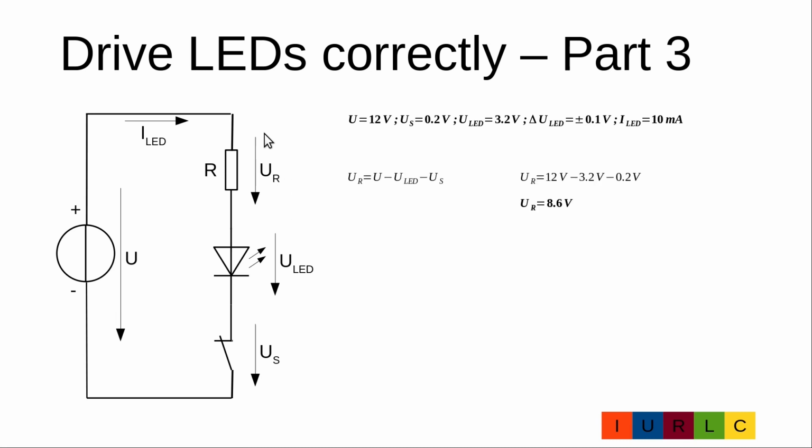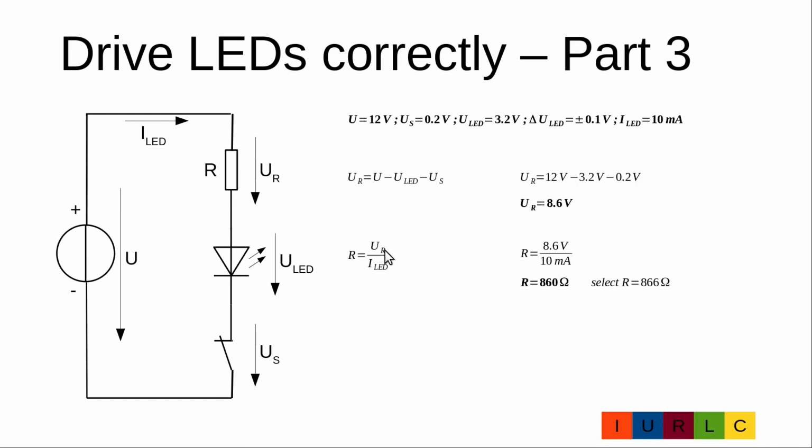First we calculate the voltage drop UR. It's the supply voltage minus the forward voltage on the LED minus the voltage drop on the switching transistor. UR is U minus ULED minus US, with concrete numbers 12 volt minus 3.2 volt minus 0.2 volt. UR is 8.6 volt. With Ohm's law we calculate the resistance R.